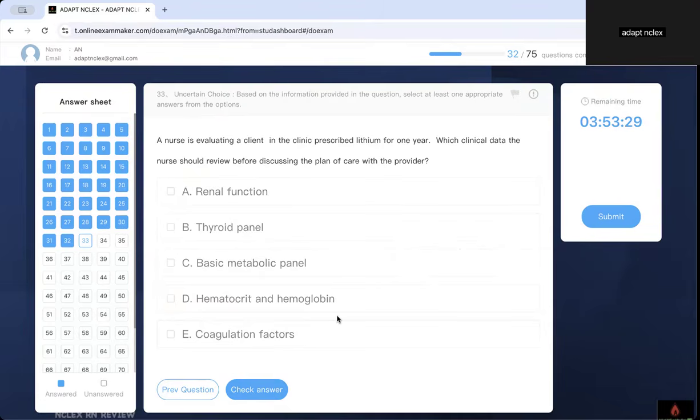Number 33. A nurse is evaluating a client in clinic. Prescribed lithium for 1 year. Which clinical data should the nurse review before discussing the plan of care with the provider? Health promotion. What do you think? Whenever you see lithium, you worry about what? Dehydration and sodium. Do you see any dehydration and sodium in the question? Renal function, thyroid function, basic panel, hematocrit, and coagulation factor. Put down your answer, let me know.